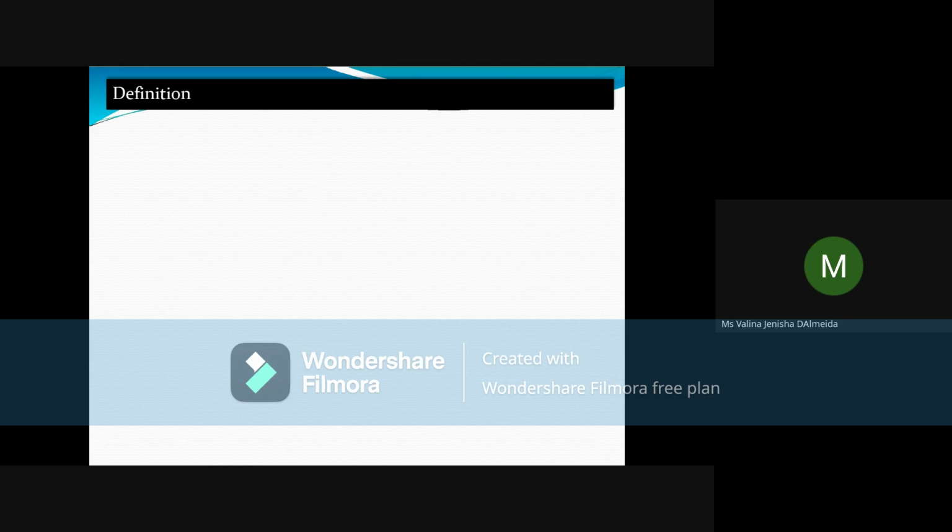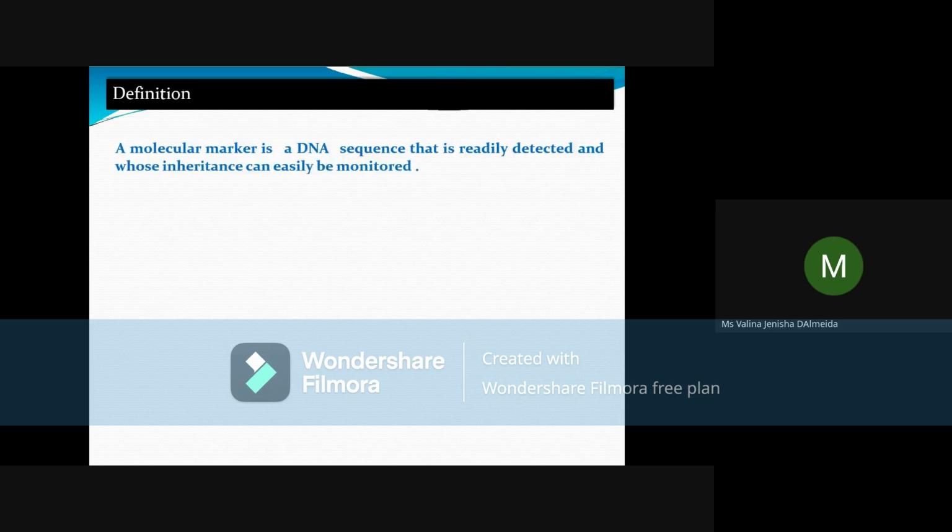So basically molecular markers are nothing but a sequence of DNA, and this sequence of the DNA will be used to detect certain inheritance patterns or to understand the variations of the genes between different individuals, as well as certain polymorphism characteristics. So what is it? We will understand clearly.